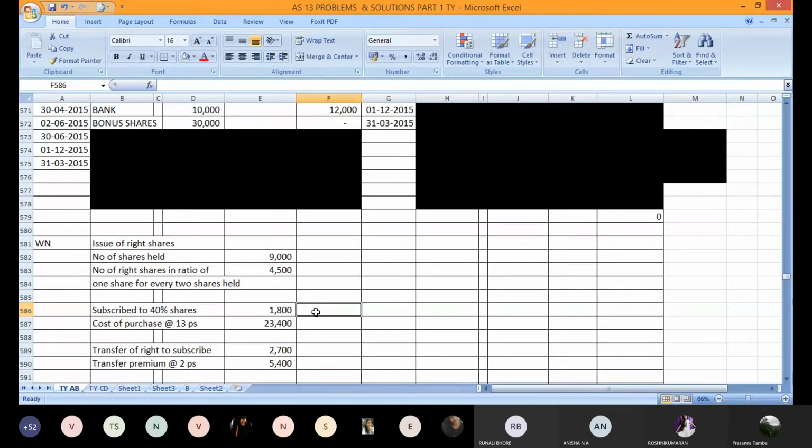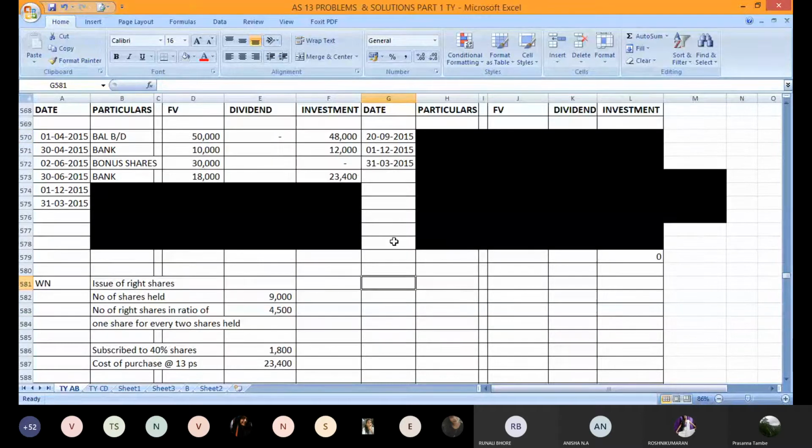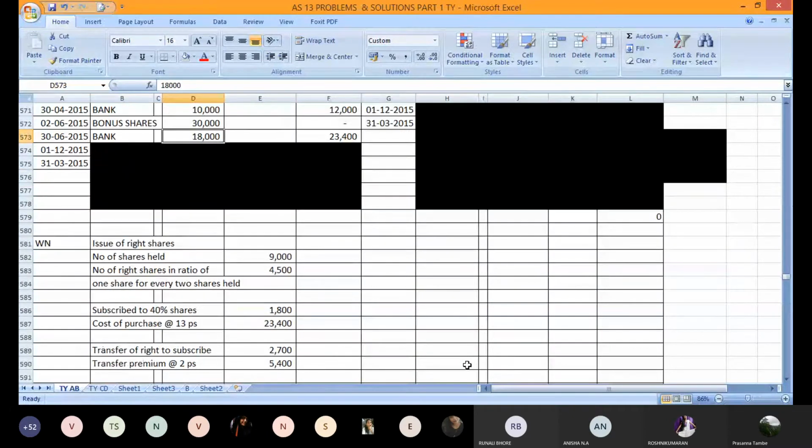We will not record this second entry in the investment account, but definitely there will be an accounting for this, and that entire premium will go to profit and loss account. The entry being bank account debit to profit and loss account. So let us record this entry for purchase of right shares, 30th June, investment account debit to bank 23,400. This is how it will come, and the face value column is updated for 18,000 rupees. Okay, and for this transfer premium, I will write the entry here for your reference.